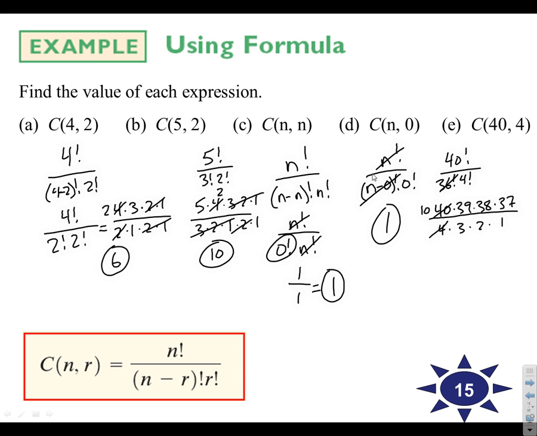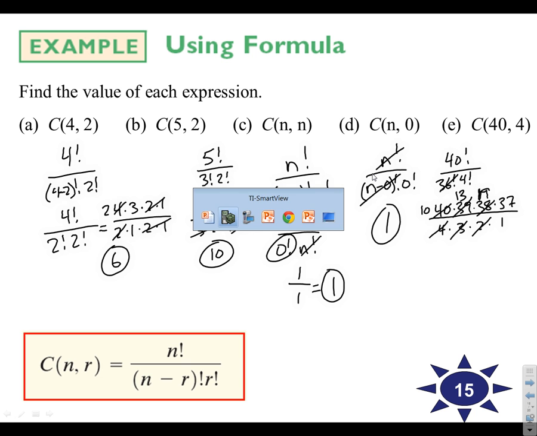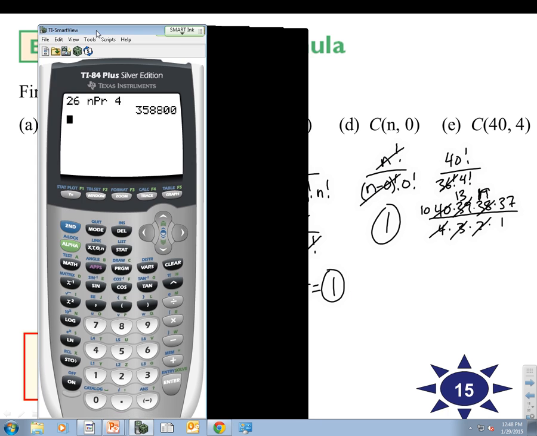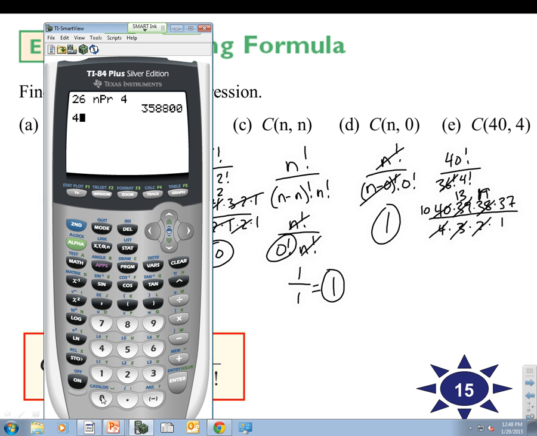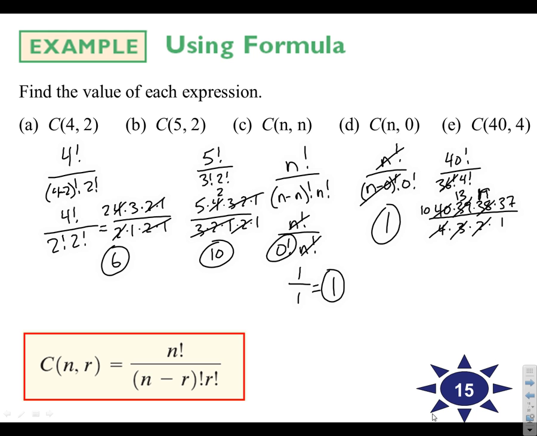Let's see, what else can we do? This is going to be a 13. And we could go in here as well and go 19. And the reason you want to reduce is that really quickly these numbers can get really big. And so if you don't reduce, your calculator might not be able to calculate them if you're multiplying them out. Of course, you can just go into your calculator and do 40 nCr 4, and get 91,390. All right, try problem 15.